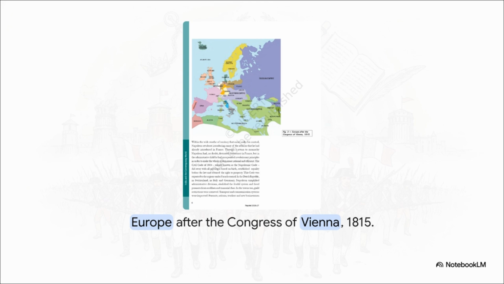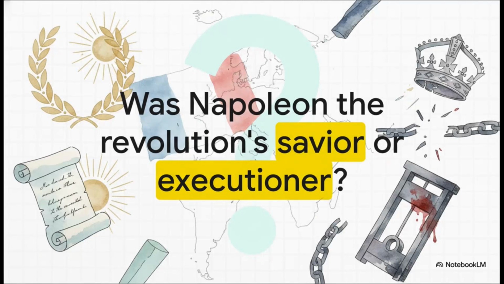The grand experiment of exporting the revolution was over. In its place, a complex, conservative order took over, desperately trying to restore stability to the continent. Which leaves us with a really profound paradox to think about. This entire era we just explored in our sources was driven by a desperate desire for liberty, yet it somehow birthed a massive empire. So I have to ask you this.